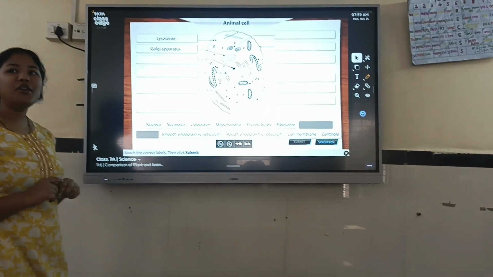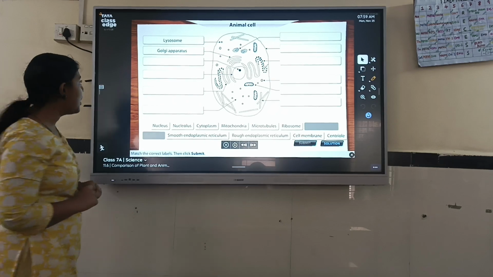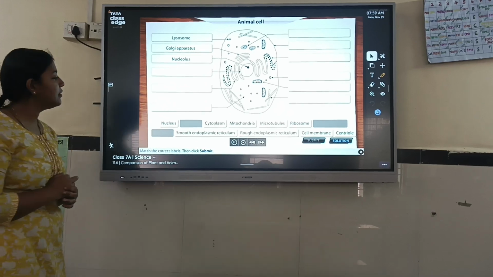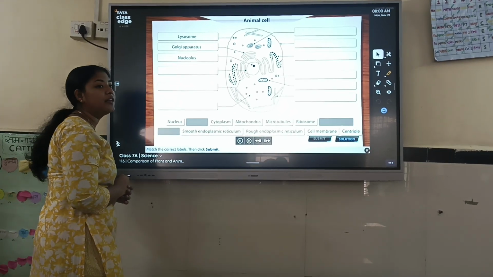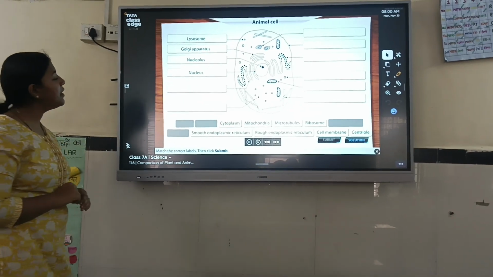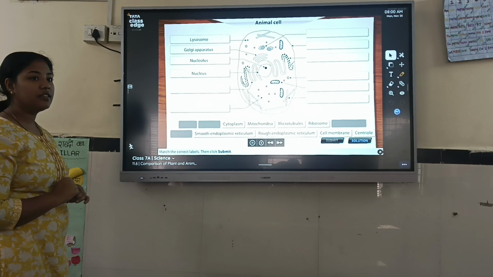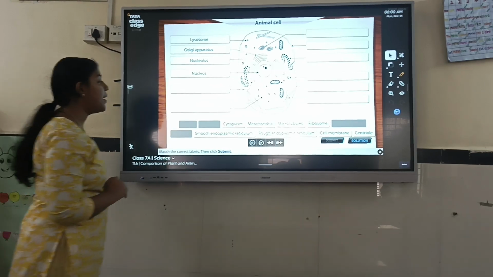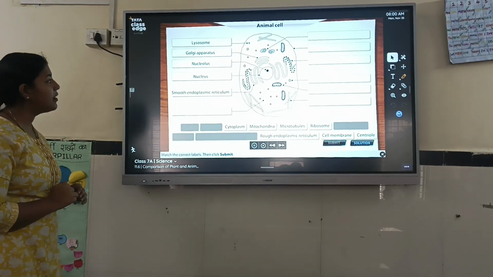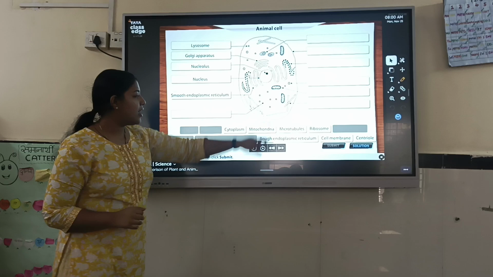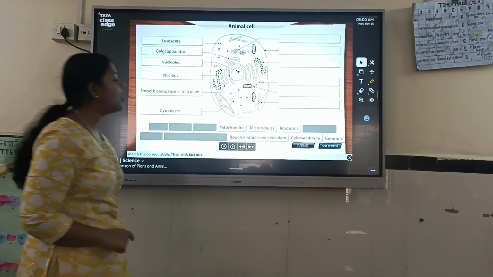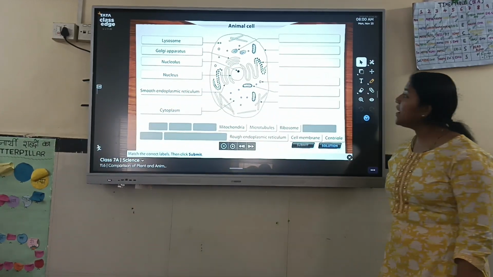Third one, sure. Is it nucleus or nucleolus? Okay. And the fourth one? What is the fourth one? Fifth one? Smooth endoplasmic reticulum. Last one? Cytoplasm. So we are done with the left side. What about the right? First one is what?